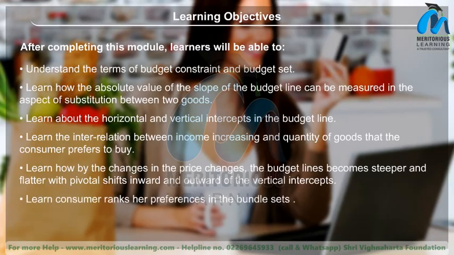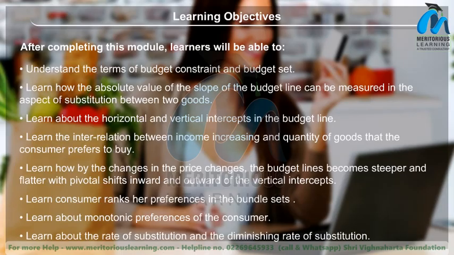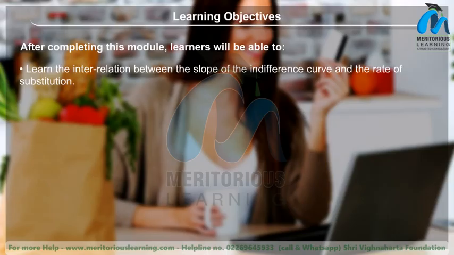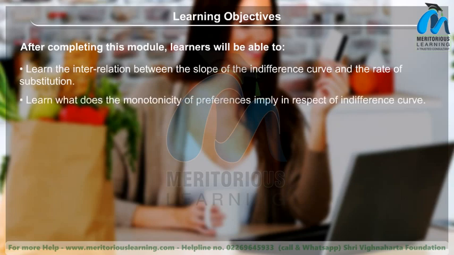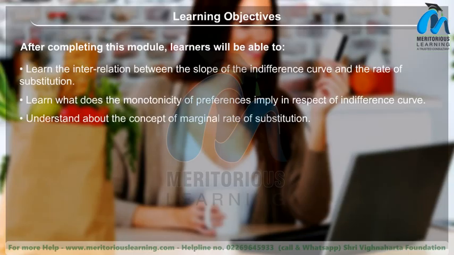Learn how a consumer ranks her preferences in bundle sets. Learn about monotonic preferences of the consumer. Learn about the rate of substitution and the diminishing rate of substitution. Learn the interrelation between the slope of the indifference curve and the rate of substitution. Learn what the monotonicity of preferences implies with respect to the indifference curve. Understand the concept of marginal rate of substitution.